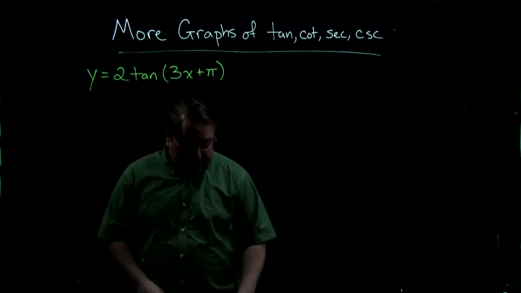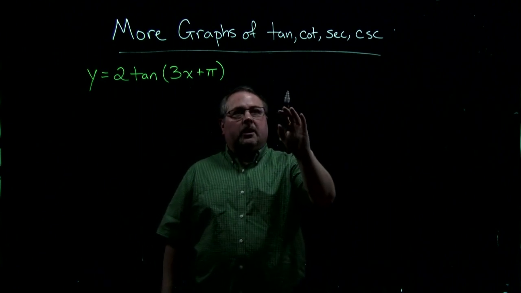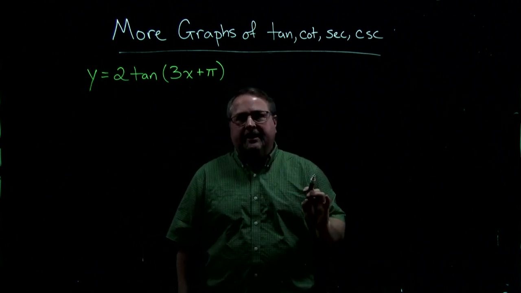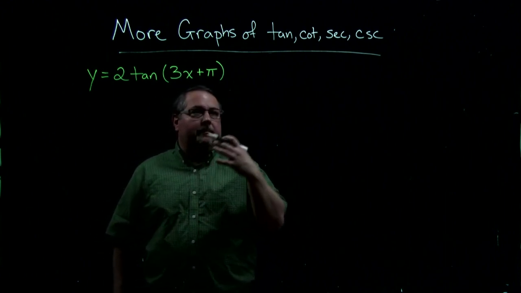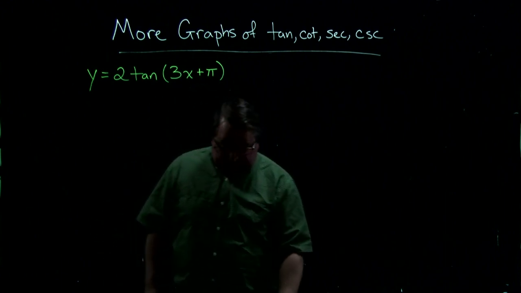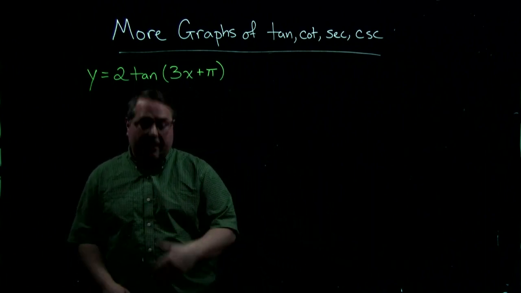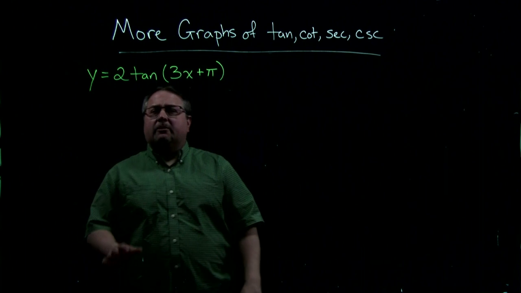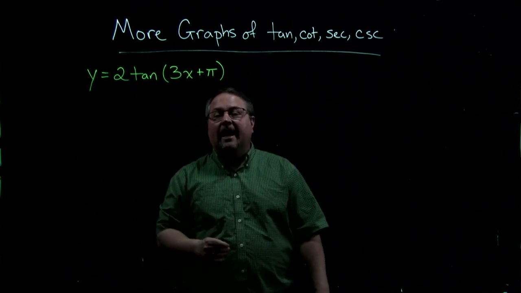In this video, I'm going to explore more how to graph some transformations of our tangent, cotangent, secant, and cosecant graphs. And we're going to start out with a tangent graph. A cotangent example is going to be very similar, so I'll note how things would change if this were a cotangent instead of a tangent. Let's say we wanted to graph something like y equals 2 times the tangent of 3x plus pi.